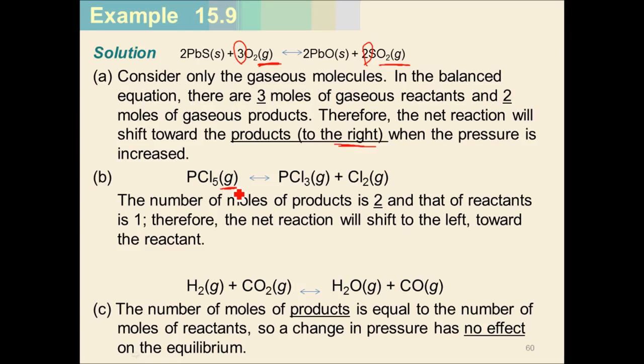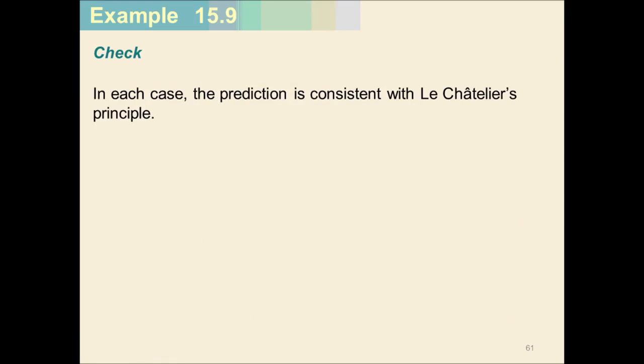In letter B, the number of moles of products is 2. We have 2 moles of our gas, and that of the reactants is just 1 mole of gas. Therefore, the net reaction will shift to the left towards the reactant. In letter C, the number of moles of products, gases, is equal to the number of moles of reactants. So a change in pressure will have no effect on this equilibrium. Slide 61, just double check in each case the prediction is consistent with Le Chatelier's principle.